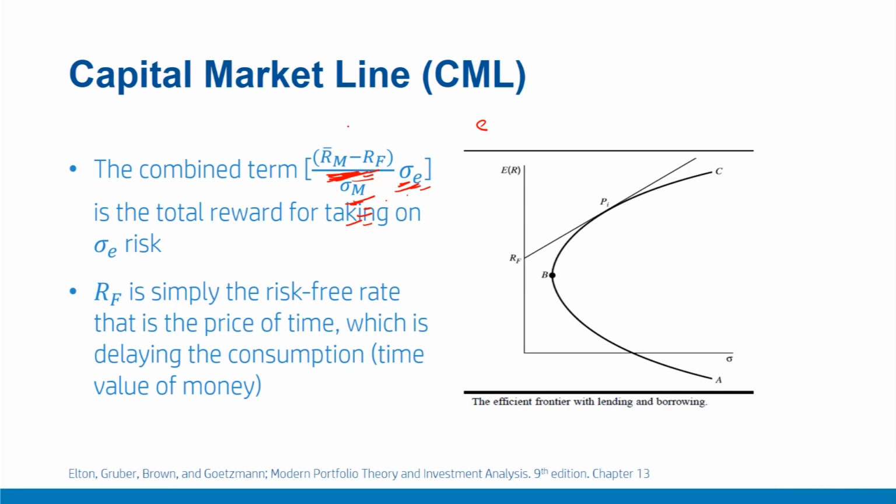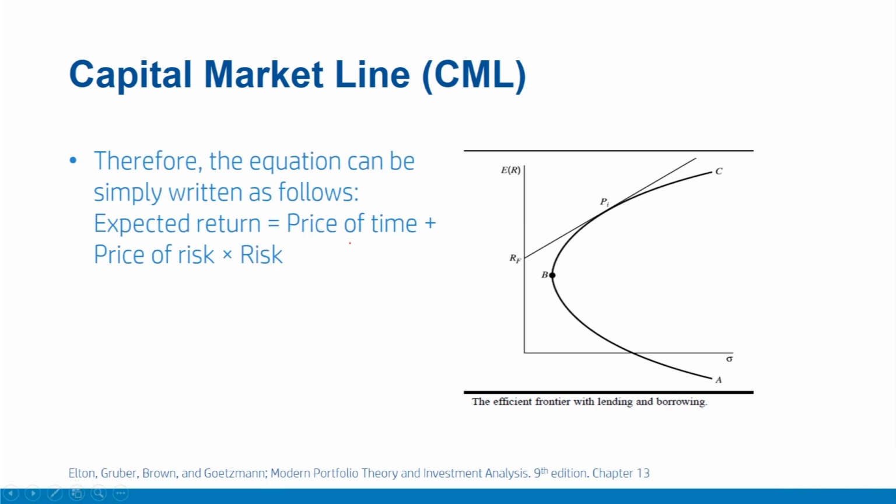In simple terms, the first term here, the Rf, is simply the price per unit of risk, and the second term is the risk. The combined term is the total return for taking the risk sigma I. So Rf is simply the risk-free rate, that is the price of time, that is the return for delaying the consumption, or simply you can say reflecting the time value of money.